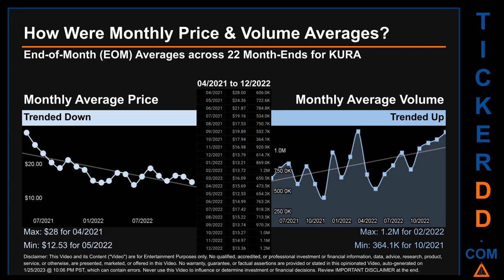How were price and volume averages for KURA? Across 448 trading days, there were a total of 22 month ends, of which monthly averages for daily price and volume were calculated. Overall, monthly price average trended down while monthly volume average trended up. The maximum end-of-month average price was $28 for 04/2021 while the minimum was $12.53 for 05/2022. Looking at volume, 02/2022 and 10/2021 respectively saw the highest and lowest monthly average volume at 1.2 million and 364.1 thousand.